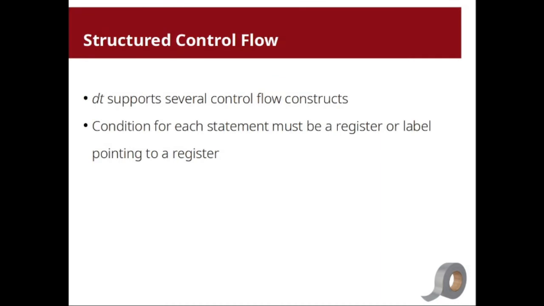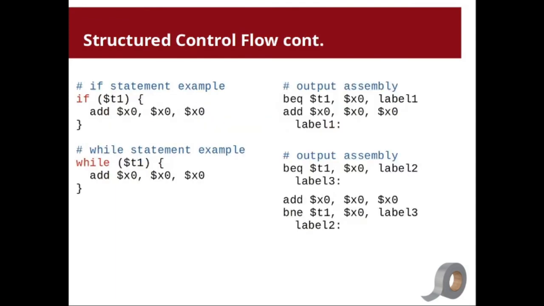So DT supports several control flow constructs, such as if statements and while loops. These constructs take a register or a label pointing to a register. Here is a code snippet showing some of the constructs in use. There's an if statement, and towards the right is the accompanying assembly output. And there's also a while statement and the accompanying while statement assembly output.